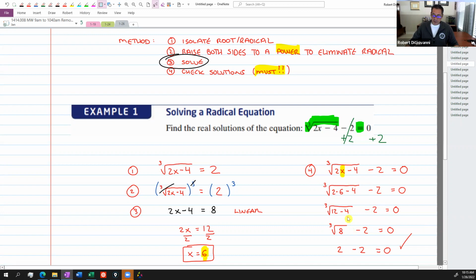I hate that you have to do this step, but for radical equations, you have to, because it is possible that the answer does not work. It is possible. Questions on that?